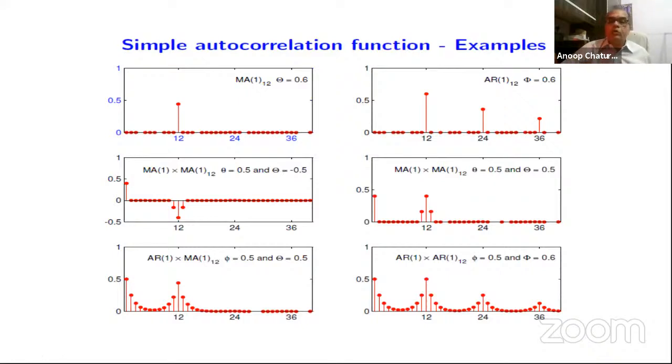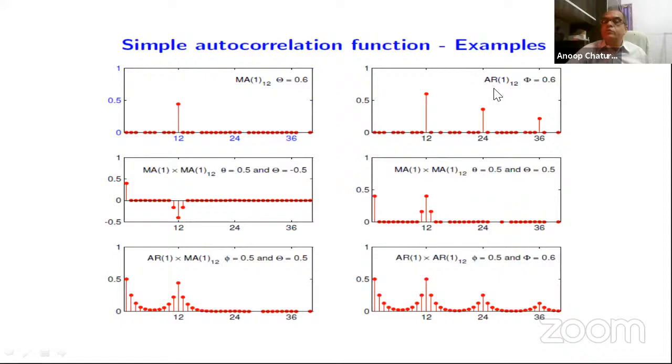Now, how does the autocorrelation function for the MA(1) process behave? Autocorrelation rho k for the MA(1) process is non-zero for k equal to 1. For all other values of k, it is 0. For the MA(1)12 process, for k equal to 12, it is non-zero. For all other values, it is 0.